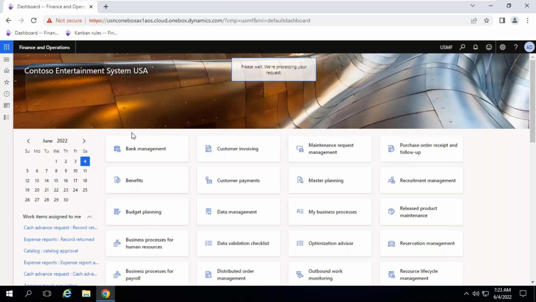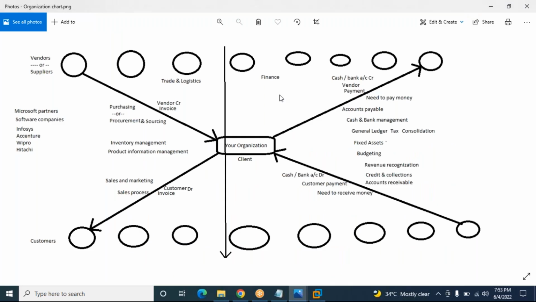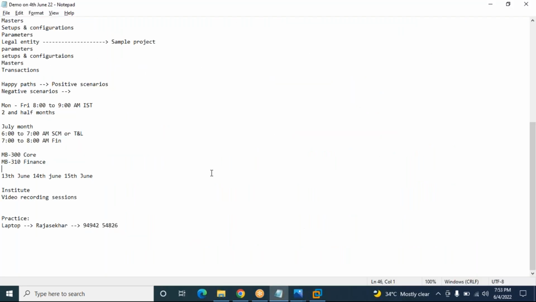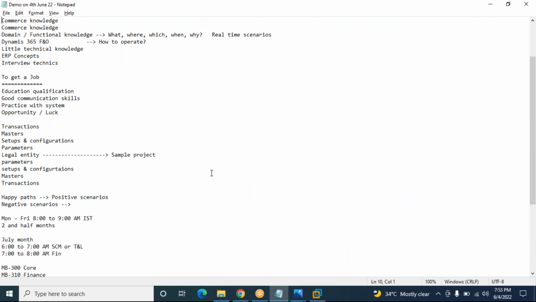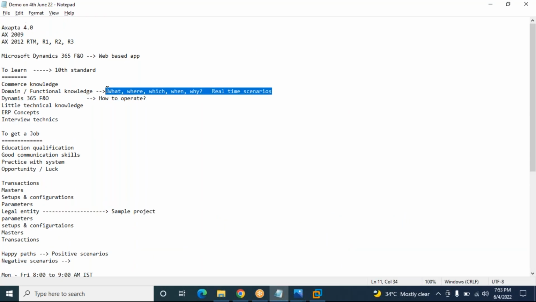Why it was given 5 different ways, you need to understand the business logic. So that is what, where, why, when, which. Real-time scenarios. Five options, why it was given by Microsoft. What is the reason behind?